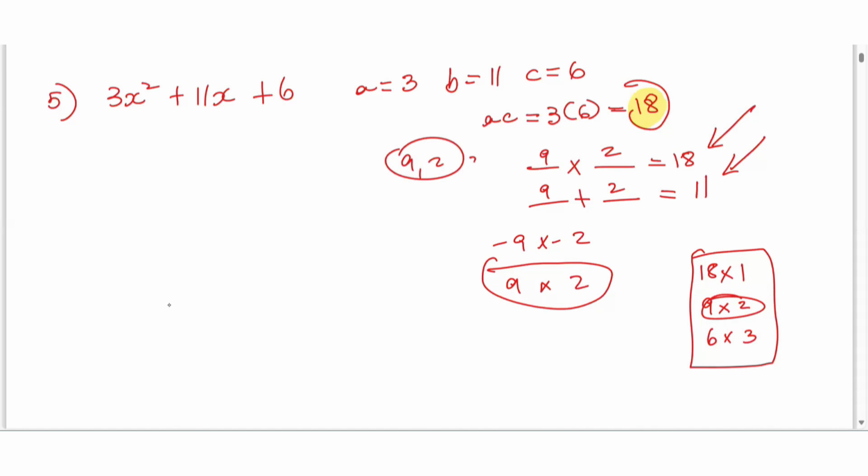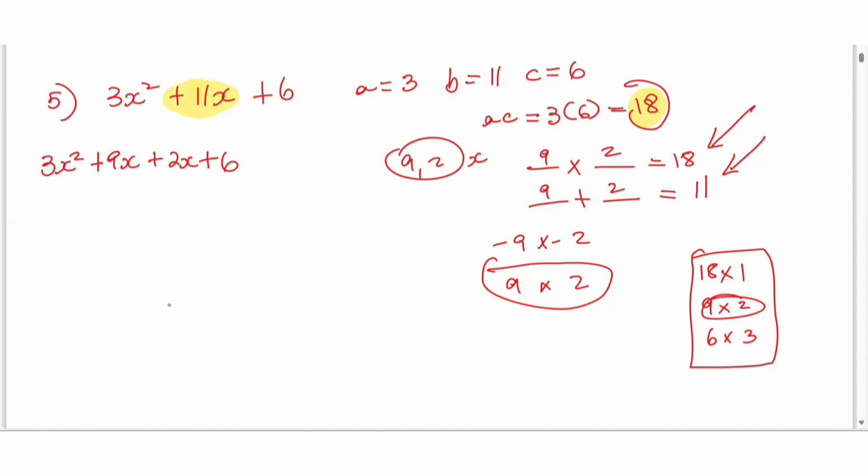We're going to attach the variable x to them, and they will be used to replace 11x in the middle. So let us rewrite this. So we do have 3x squared. Now I'm going to put positive 9x. I'm going to put positive 2x plus 6.